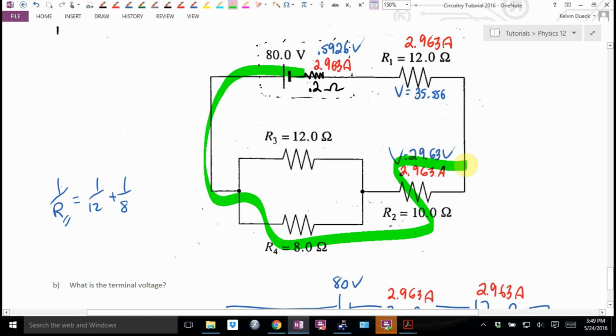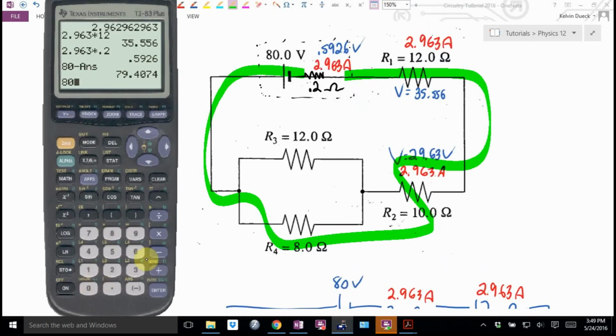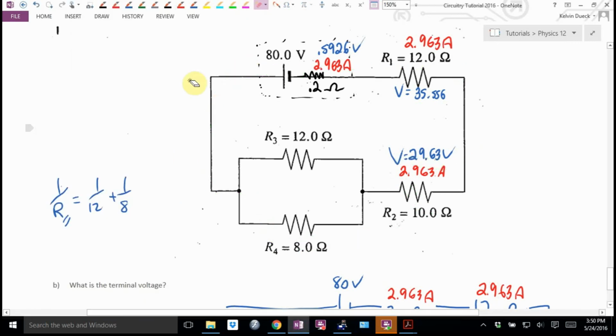I'm going to go like that. How high do we start? How many volts? 80 minus, I don't know R4, but then if I go minus 29.63 minus 35.556 minus 0.5926, do you know how many volts we must lose going through R4? 14.2214. V equals 14.2214 volts.